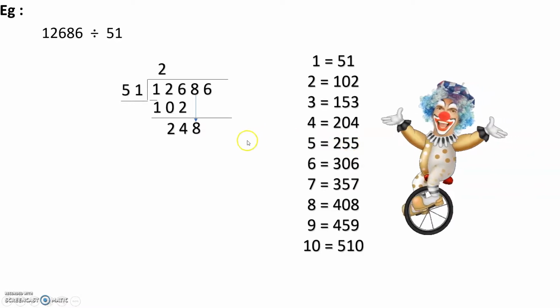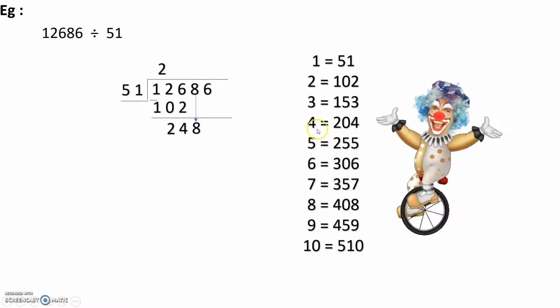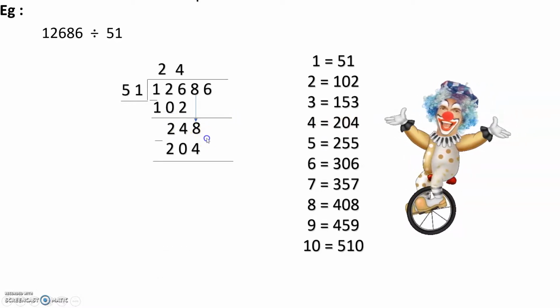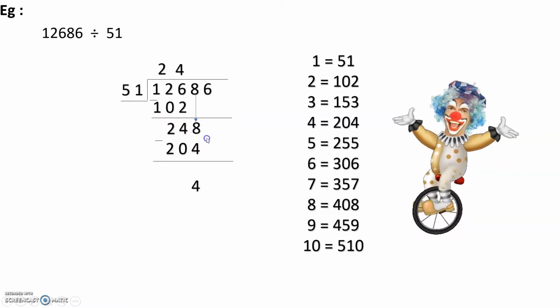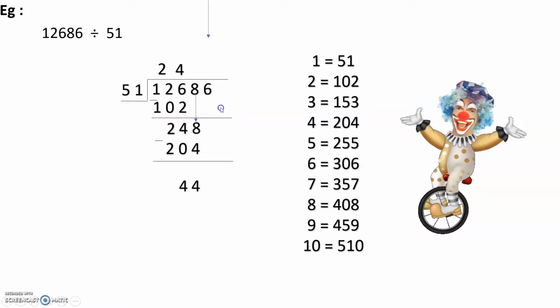Now this 255 is bigger than this. We'll take 51 fours are 204. We'll minus these two numbers. 8 minus 4 is 4. 4 minus 0 is 4. And we'll bring this 6 down.